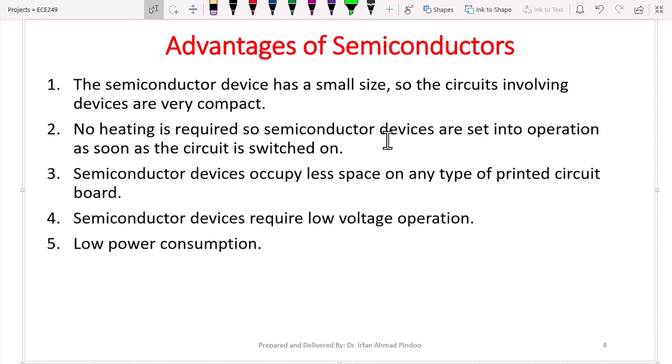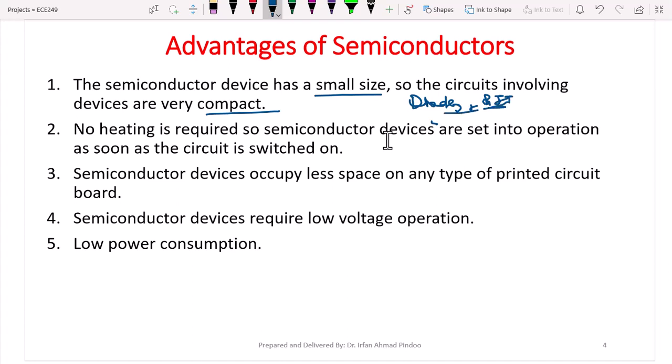What are the advantages of semiconductors? There are a lot of advantages. The first one is that because semiconductors are very small in size, they make your device compact. Suppose in the labs you must have seen diodes or BJTs. They all are very small devices, right? So they can make your device compact. The second one is that no heating is required. Actually, the advantage number 2 is given with respect to the older devices that we were using before the advent of semiconductor devices.